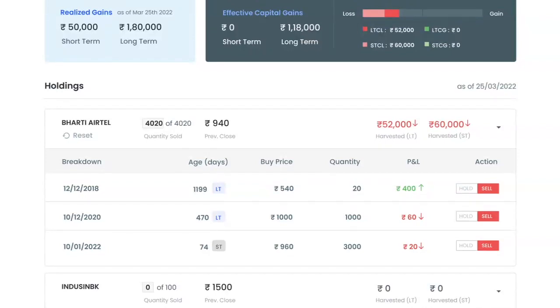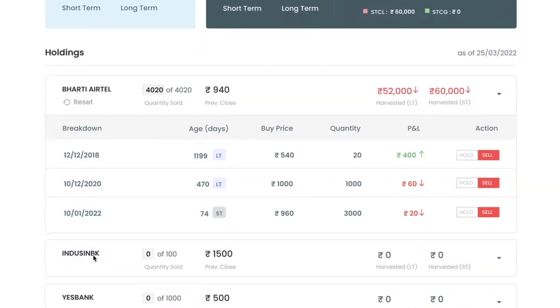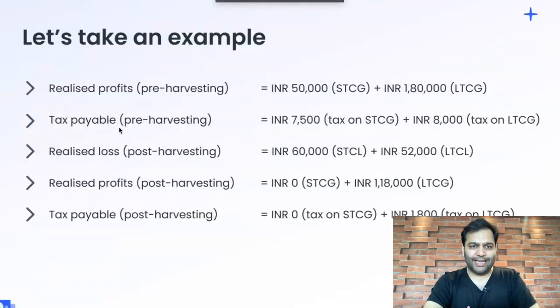Now let's go back to the slide and see what's the impact on taxability, right? Like I said, you can in a FIFO manner do the tax loss harvesting on any of the scripts that you have in your holdings. In this case, we just went through the first script. You could also do it across multiple scripts. So let's look at the impact on taxability. As you can see, my tax payable pre-harvesting was 7,500 rupees on my short-term gains, taxed at 15%. And on 1,80,000 long-term gains, I was liable to pay 8,000 rupees because 1 lakh is tax exempt under section 112A.